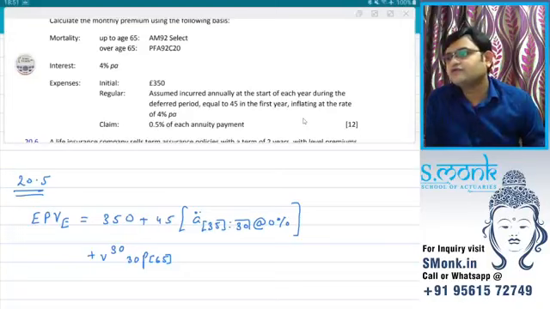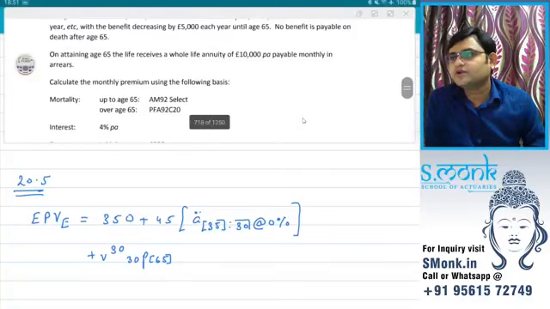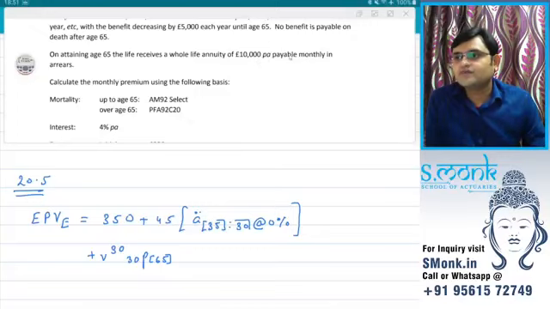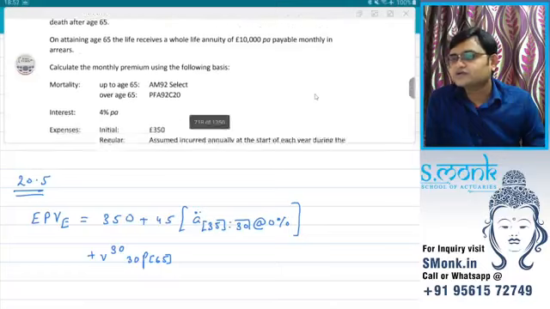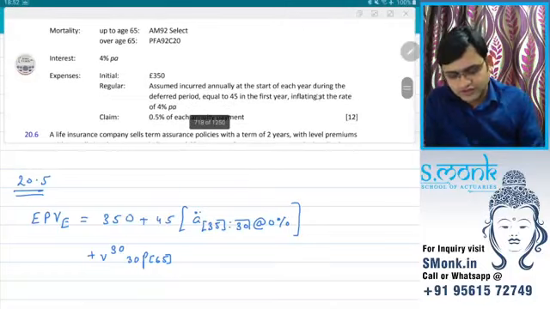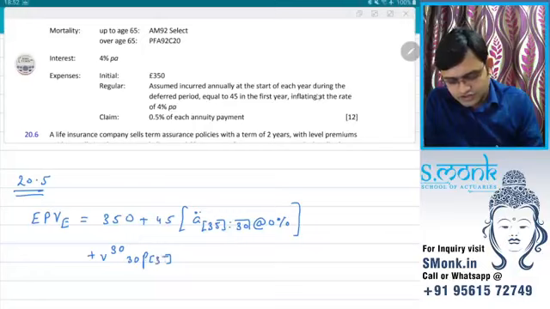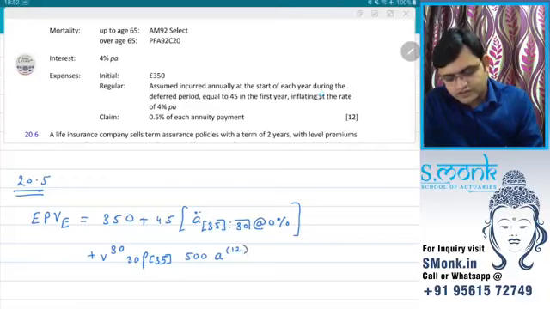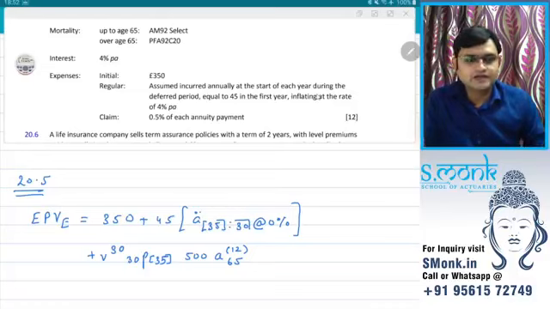That is 0.5% of each annuity payment. 0.5% means 500, payable monthly in arrears. After age 65, starting from 35 going 30 more years, the payment of 500, that is our expense of 500, is payable 12 times for a person who is age 65. This is how we will write our expenses.